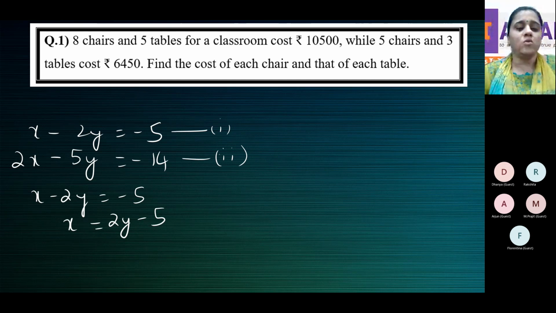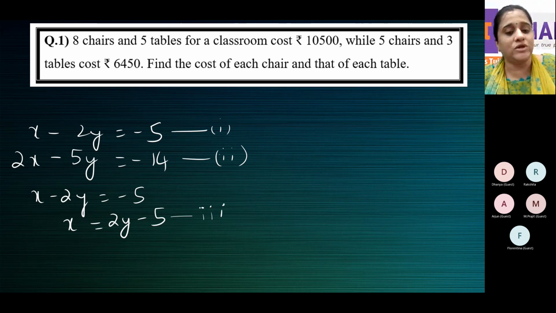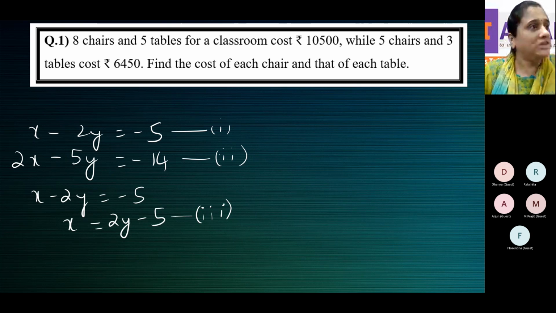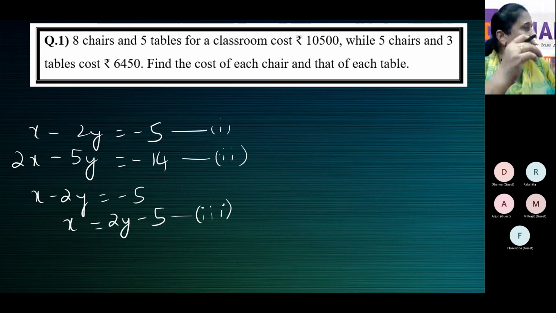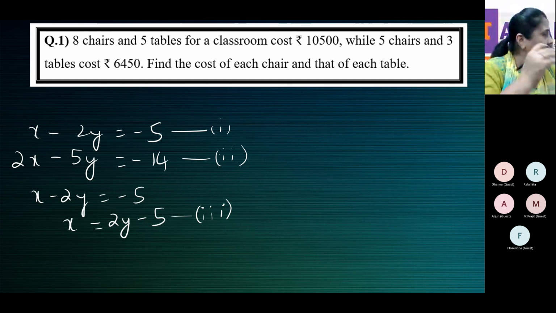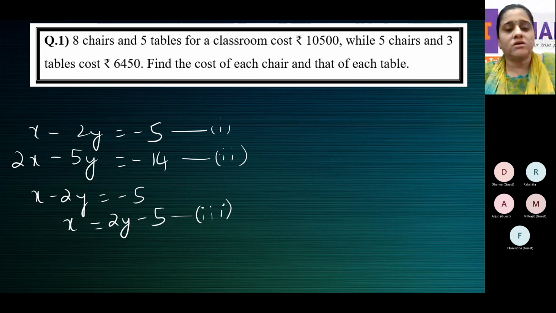All right. Now we're going to substitute this. So let's call this 3. And we're going to substitute this in the second equation. How did you get 3? From 1. So substitute 3 in 2. Now don't put 3 in 1 again. You've got 3 from 1. So substitute 3 in 2.